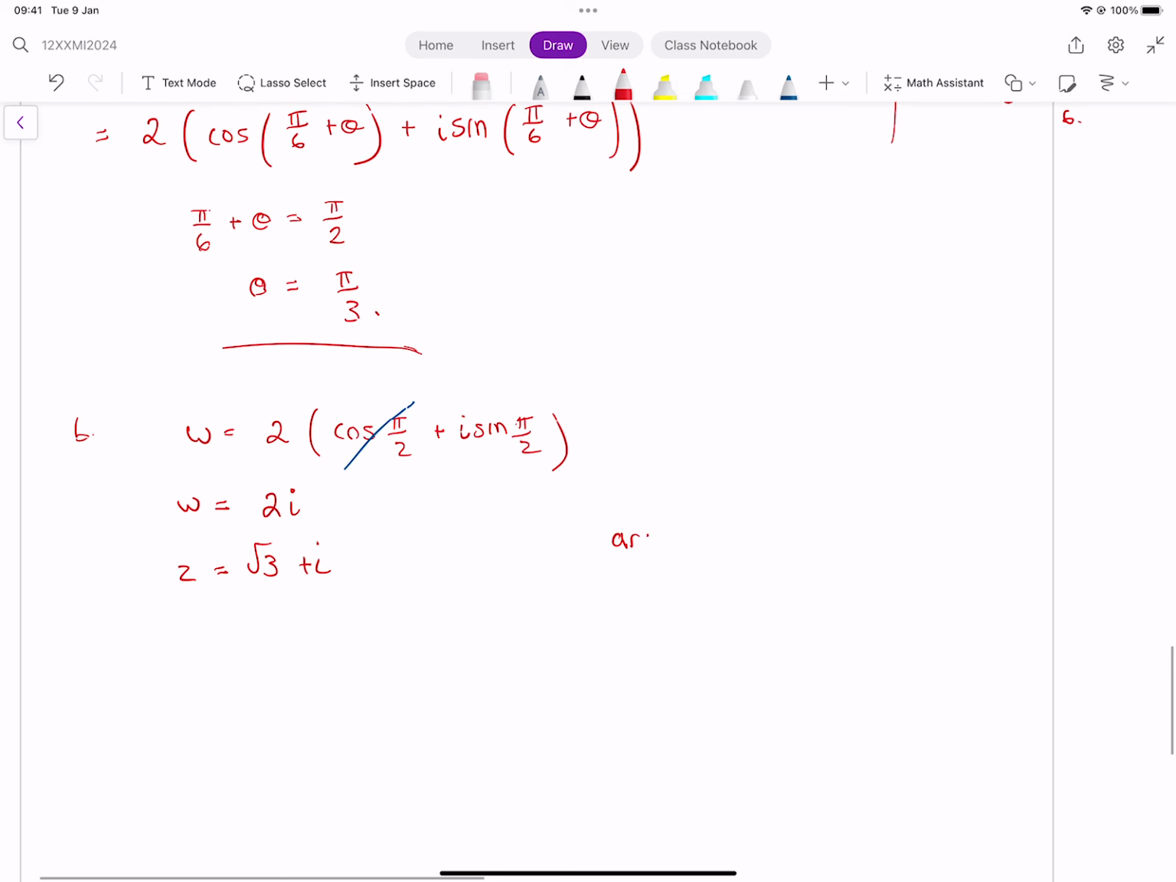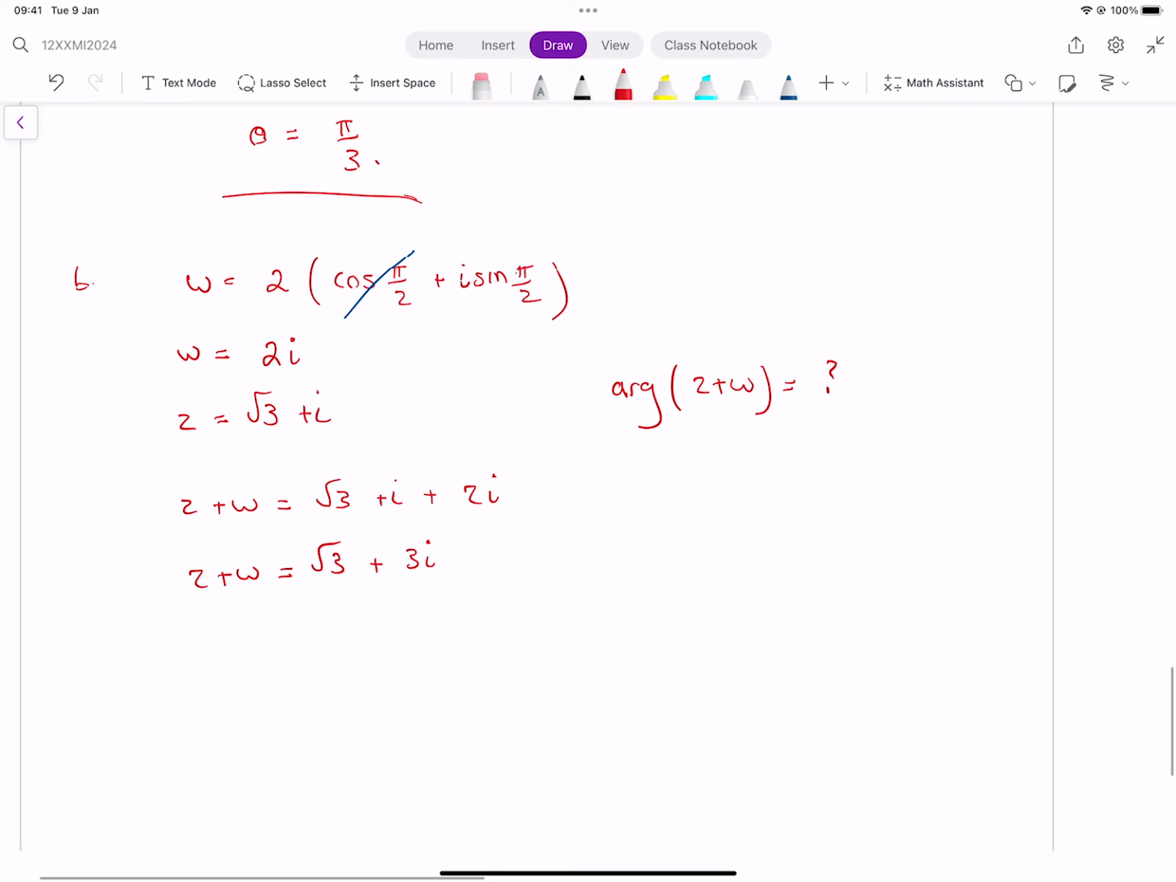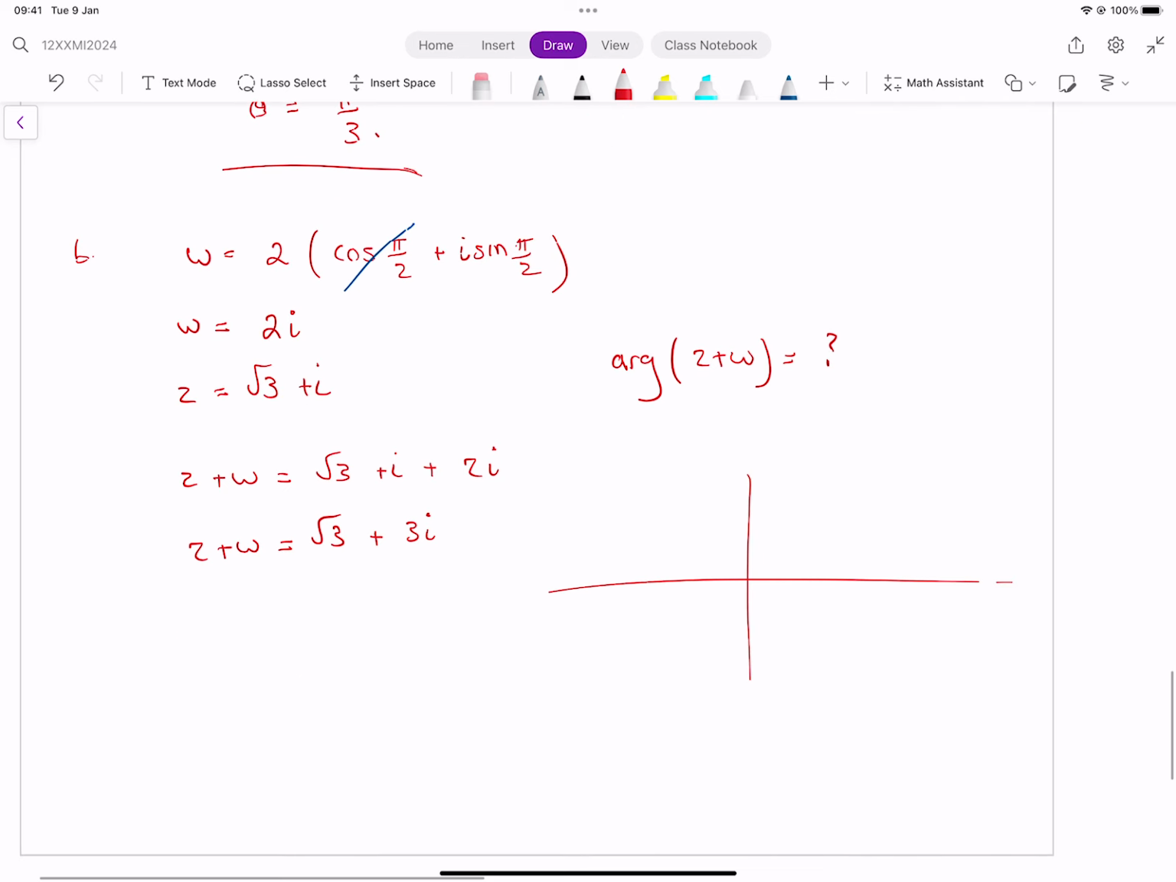Now we're asked to find the argument of z plus w. So we're just going to add z and w together. It's as easy as that. z plus w is equal to root 3 plus i plus 2i, which is, adding the real and imaginary components, root 3 plus 3i. So that is z plus w there. If we draw again a cute little diagram, that's going to be over there. The real component is root 3, and the imaginary component is 3.